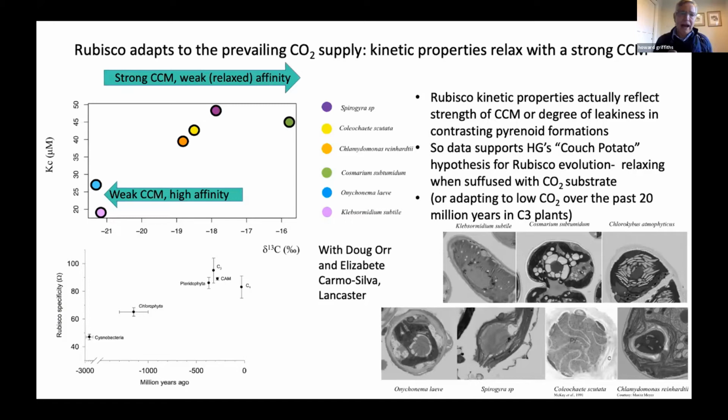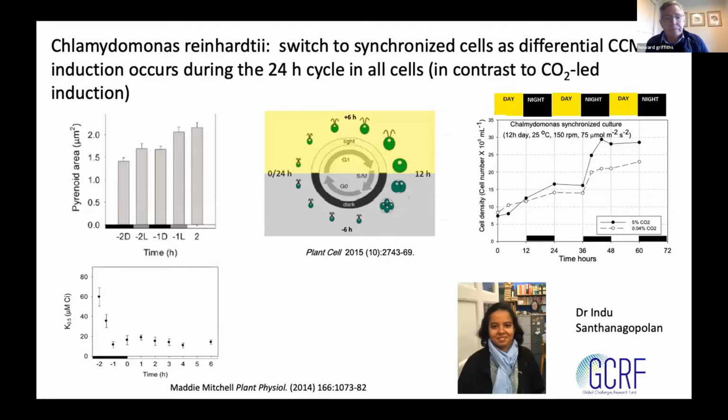So this supported my favoured couch potato hypothesis, showing the dynamics of Rubisco evolution over relatively recent times, maybe in the last 4 or 5 million years, as these concentrating mechanisms have evolved. We can see the change in Rubisco kinetic properties adapting to being suffused in carbon dioxide. However, we've been focusing much more on the Chlamydomonas CCM, looking at synchronized cells, which, in contrast to most of the work that's done looking at cells transferred from high CO2 to low CO2 to induce a CCM, here we've been using a day-night cycle, which means that the cells divide just as they go into dusk.